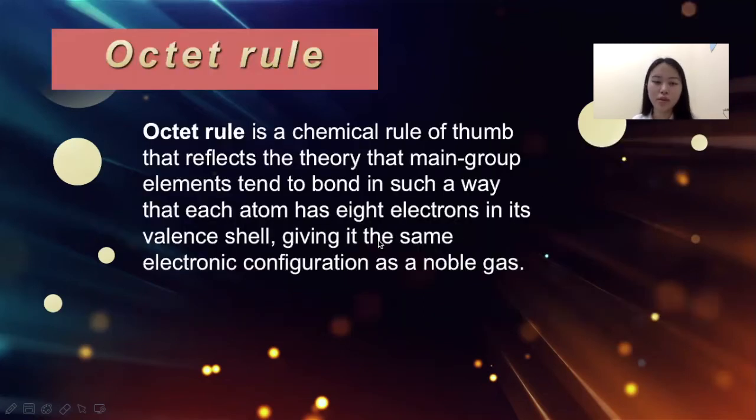Now, before we discuss Lewis dot symbol, I'm going to explain a little bit about the octet rule. So what is the octet rule? The octet rule is a chemical rule of thumb that reflects the theory that main group elements tend to bond in such a way that each atom has 8 electrons in its valence shell, giving it the same electronic configuration as a noble gas.